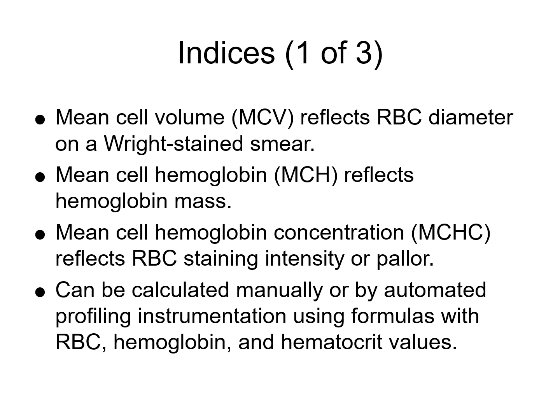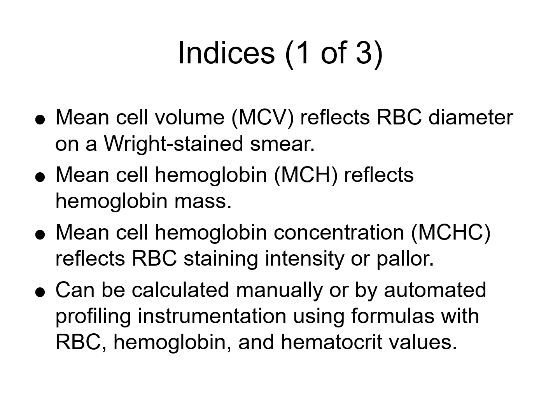There are 3 of them. The first one is the mean cell volume, or the MCV. This reflects the average size or diameter of the red blood cells that are being tested. It can be visually estimated by examining the red blood cells on a Wright-stained blood smear. A larger MCV will indicate macrocytic cells, which are larger red blood cells than normal, and a smaller MCV will actually indicate microcytic cells, so smaller than normal red blood cells.